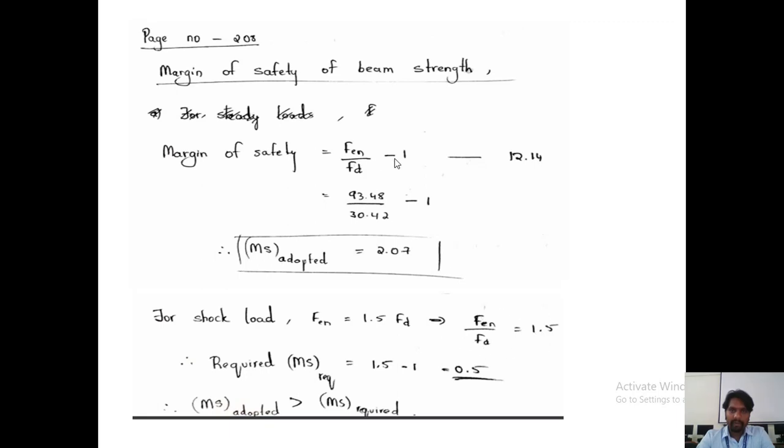Substitute here: 1.5 minus 1 is 0.5. So what we have adopted here based on the design is 2.07, which is greater than the required 0.5. If the margin of safety is greater than 0.5, then the design is safe. We need to proceed with the next step.